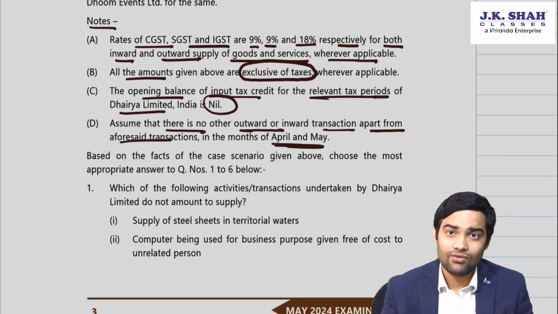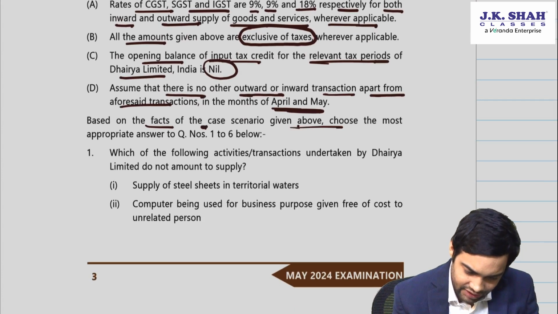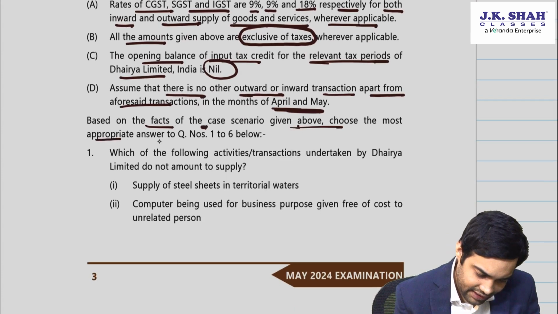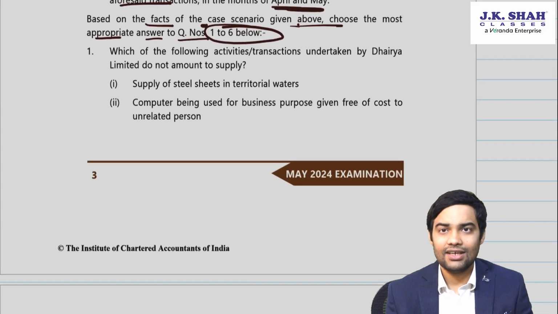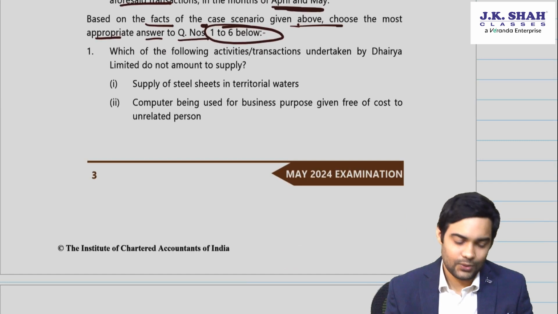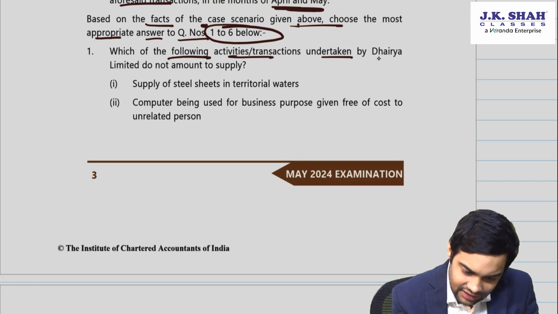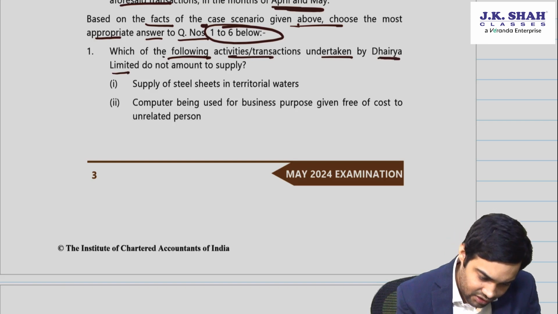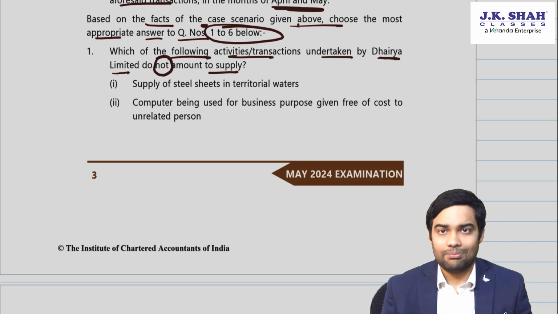We need to be very careful while answering the MCQs. Based on the facts of the case scenario given above, choose the most appropriate answer to question number 1 to 6 below. So totally 6 questions given, 6 in case scenario 1, 6 in case scenario 2, that means 12 questions. Which of the following activities or transactions undertaken by Dairy Limited do not amount to supply?